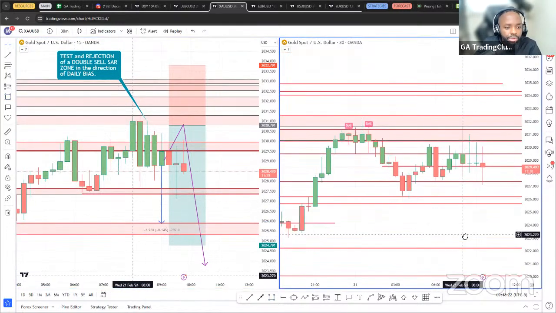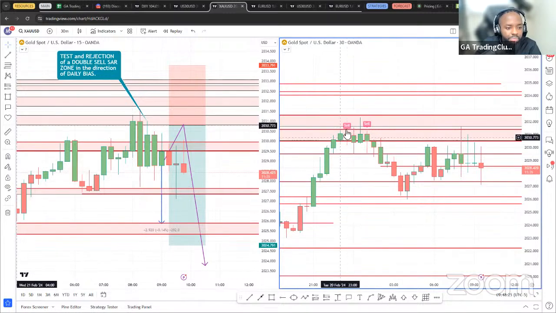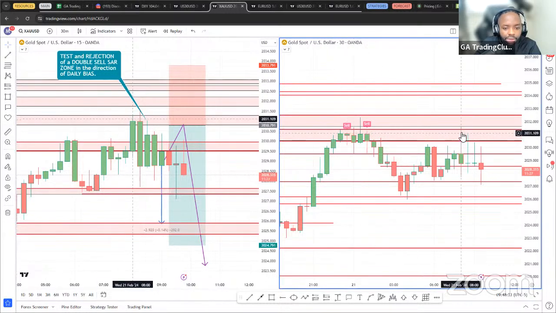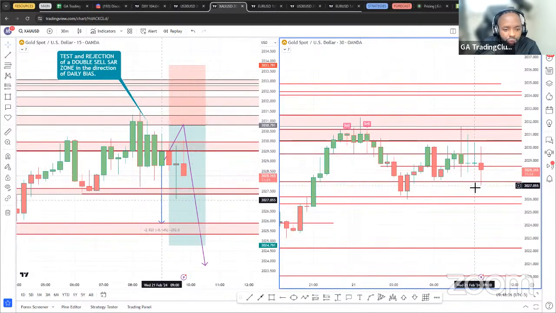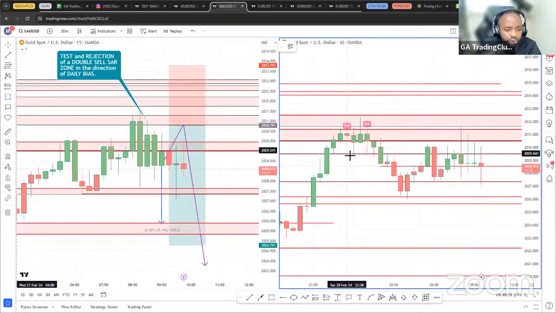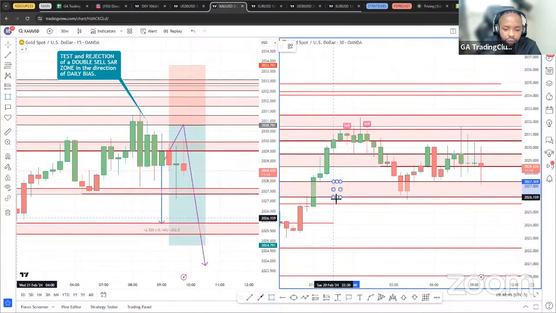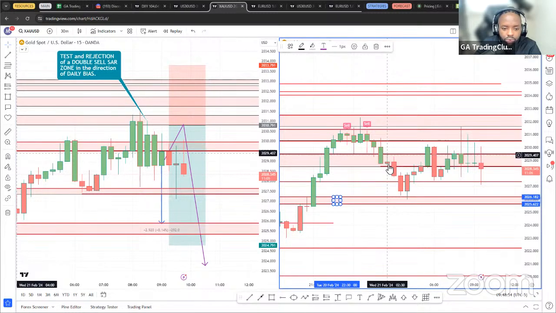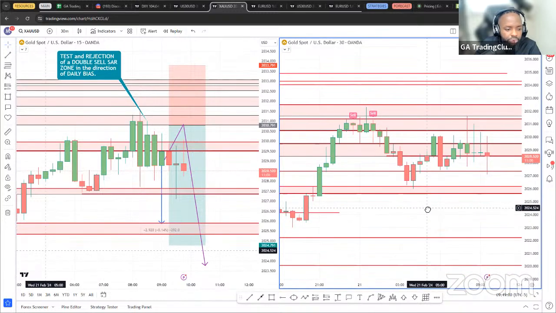If we go to the 30-minute, these were perfect sell setups right here. Perfect sell momentums. You could have taken this one. You could have taken this one when it came back up here at 2031. But right now where we are, this is a double SAR. This is another double SAR, 2027. No. This one is too big of a zone. So no, it's more than 10 pips. But this one below should be less than 10 pips. 2029.4, 2028.4. Yeah, that's a double.